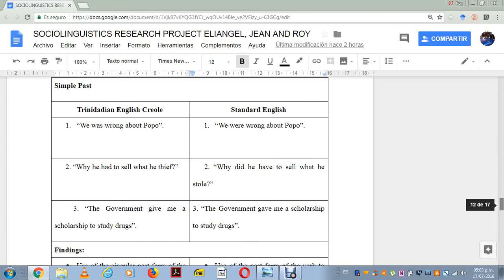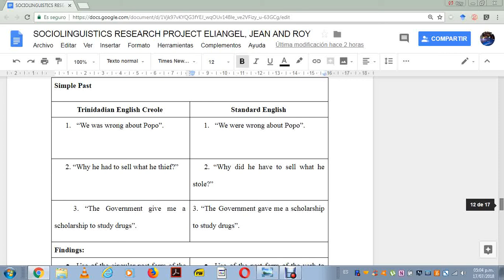In a second example, we can see that it says, "why he had to sell what he thiefed," while in the standard English version, we have "why did he have to sell what he stole?" Here we have two things. First, there is no use of the auxiliary verb did in the Trinidadian Creole, right? And second, they use the noun thief as a verb, to thief, instead of to steal, right?